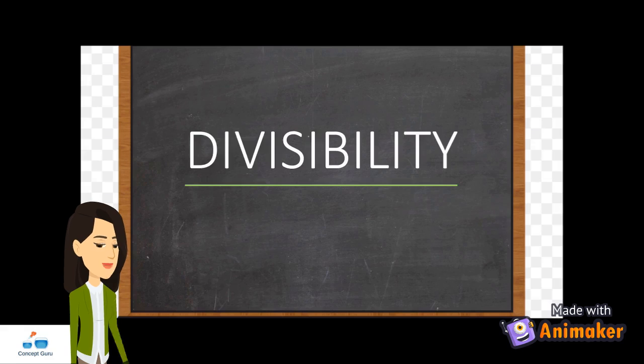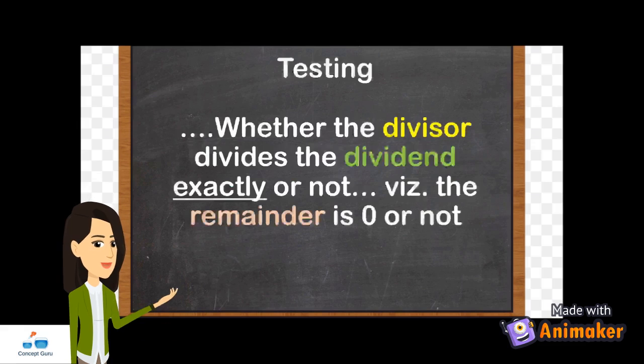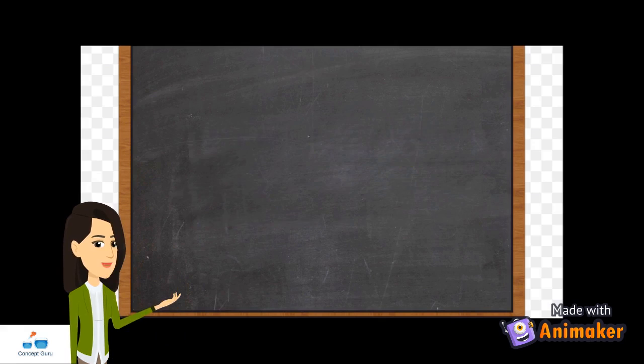We are going to start with the concept of divisibility. What is divisibility? It is testing whether the divisor divides the dividend exactly or not. Namely, whether the remainder is 0 or not. First, let's recap the terms dividend, divisor, remainder with the help of this example and also understand what divisibility is.